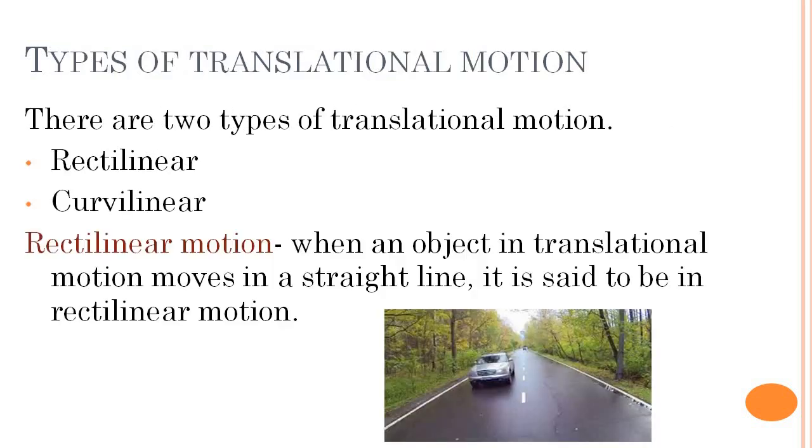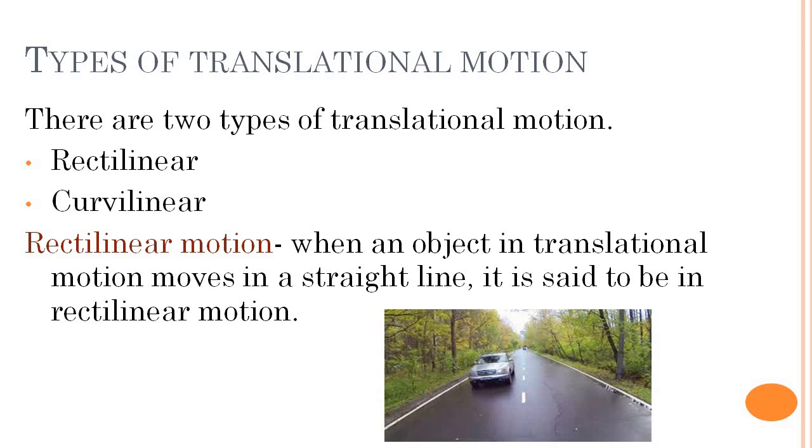Now coming to the types of translational motion. There are two types of translational motion. One is rectilinear, the second one is curvilinear. Okay? I think in maths you have studied about rectilinear. Rectilinear means anything which is in a straight line. Rectilinear motion.